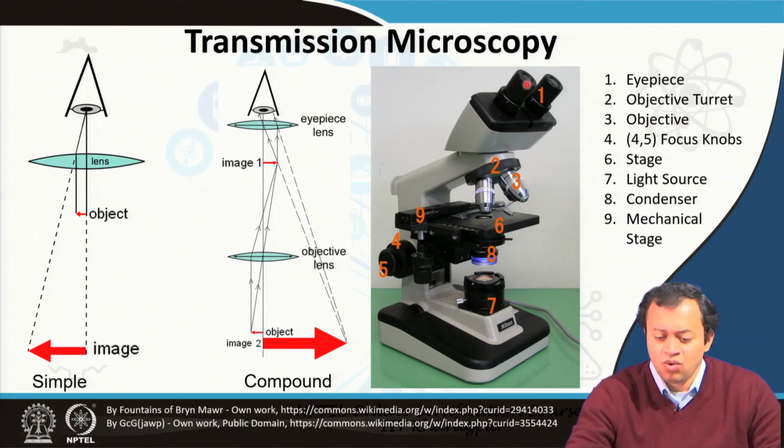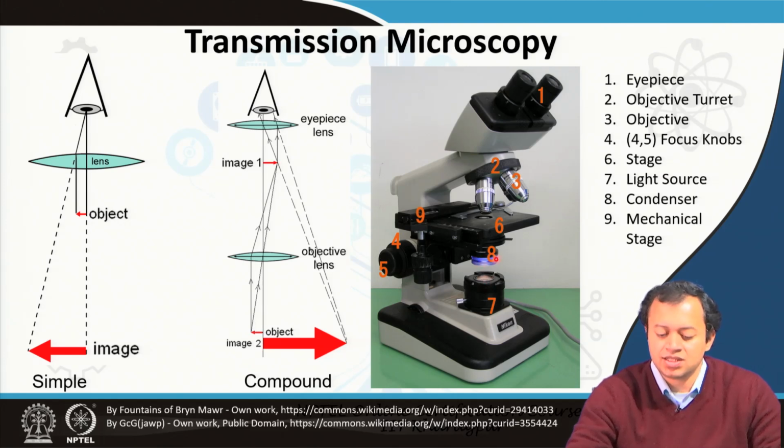As I said, the place where you are going to put your eyes is the eyepiece. This is this particular lens, this is this particular lens, and then you have number 3, which is the objective. This is the objective lens, and your object, where you are going to put your sample, will be put on this stage. This is number 6, this part is the stage, and in this particular microscope it is illuminated from the bottom. This is your light source.